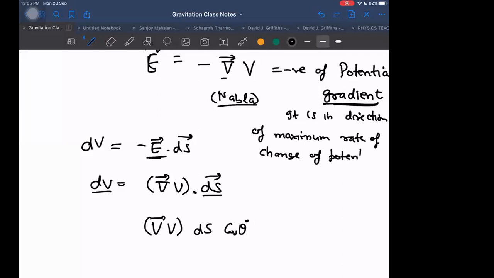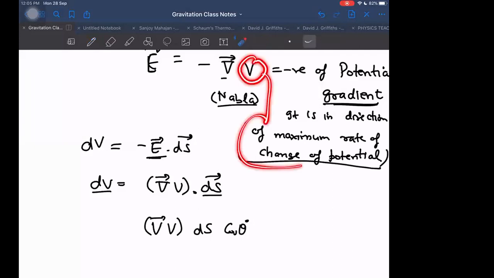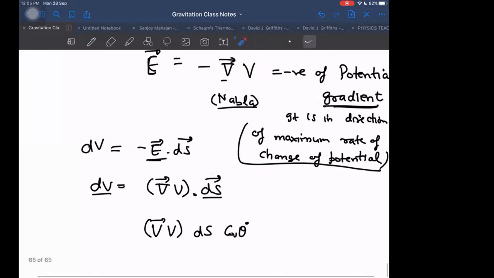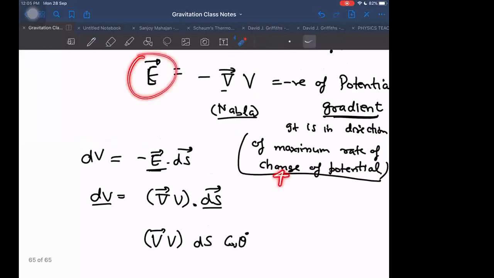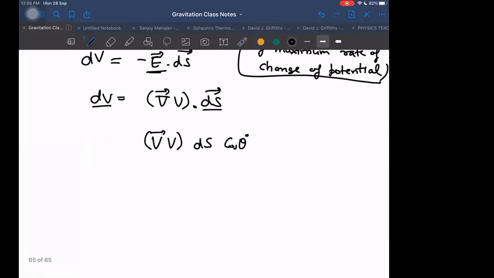Whether I say it is in the direction of field, or I say it is in the direction of maximum rate of change of potential, these are the same. But why am I calling it this way? Because field is unknown for us. We don't know field. What is given to us? Potential is given. So in terms of potential, I should be able to tell the direction. So in whichever direction the potential is changing most rapidly, that direction will be the direction of field.